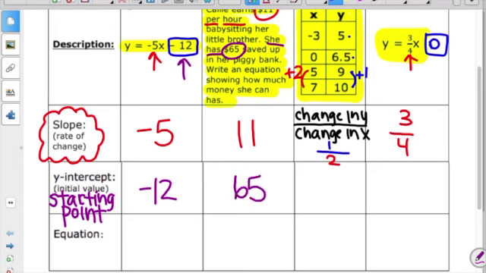For the table, what you need to know about the starting point or y-intercept is it's when x equals 0. What does y equal? So in this case, when x equals 0, y equals 6.5. So you just look for the ordered pair that has a 0 for the x, and the y is going to be your y-intercept. And the last one, we don't have a number after our x, which means that one has a y-intercept of 0.